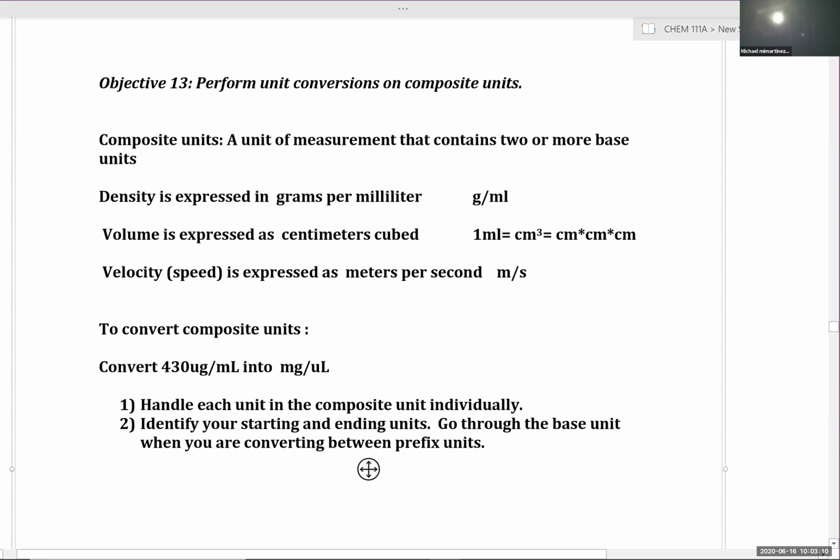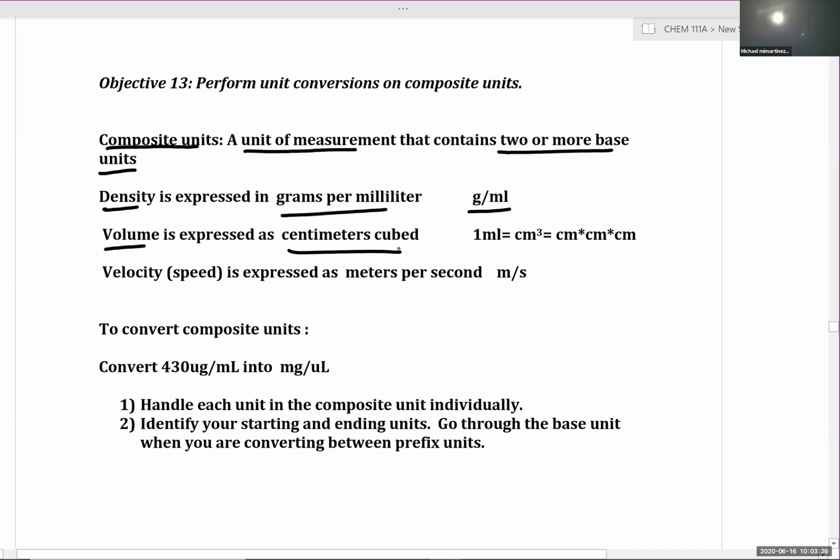Now, what is a composite unit? Well, a composite unit is a unit of measurement that contains two or more base units. For example, density is expressed in grams per milliliter. Volume is expressed as centimeters cubed. And velocity is expressed in meters per second.